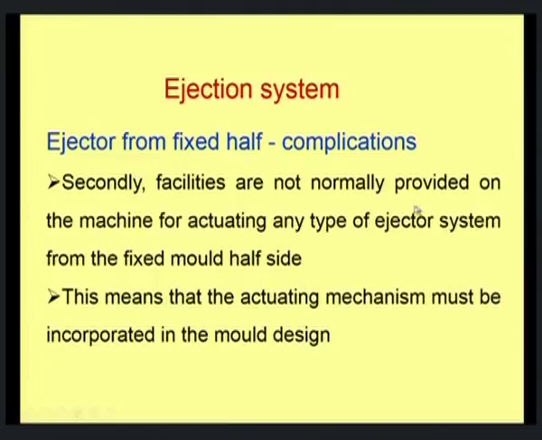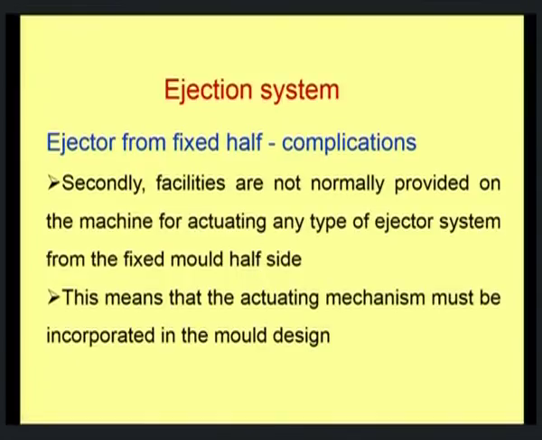Secondly, facilities are not normally provided on the machine for activating any type of ejector system that is going to be fixed on the fixed off of the mold side. So this is another drawback once we want to have an ejector in the fixed off. So this means that a separate activating mechanism must be incorporated in the mold design apart from the activating mechanism that is provided in the moving off.